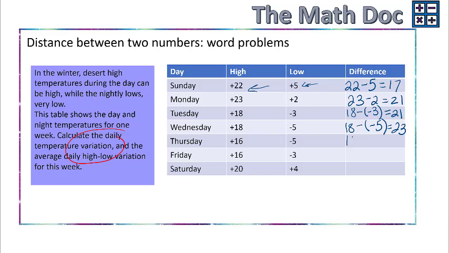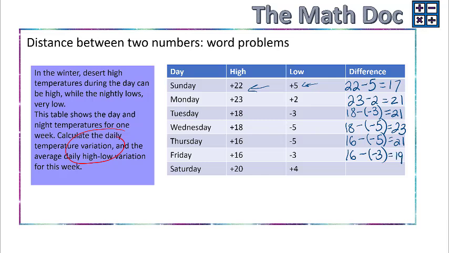Thursday, high is 16, minus the low, which is negative 5 again. So we have 16 plus 5, which is 21. Friday is 16 again, minus negative 3. That's our variation. So we have 16 plus 3, which is just 19.